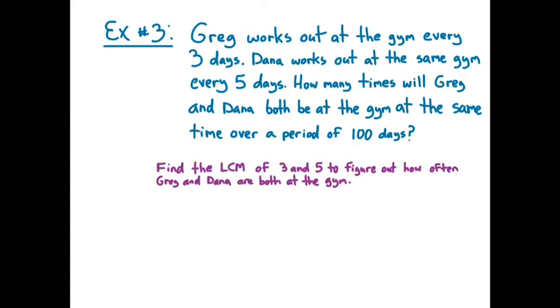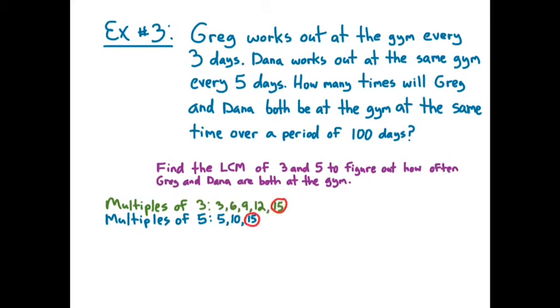So what we want to do here is find the least common multiple of 3 and 5 to figure out how often Greg and Dana are both at the gym. So again, the method is to just list out multiples of 3, multiples of 5. It shouldn't take too long. In fact, you should find right away that the least common multiple of 3 and 5 is 15. So what does this mean? This means that Greg and Dana are both at the gym every 15 days.